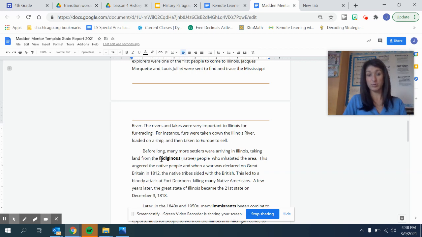You might notice that I bolded this word indigenous because that would be a word I'd want to use in my glossary and have pointed out because this is a new content word. If you notice, I put specific years in. So again, I'm going from 1812 to 1818. So I'm going in sequential order. I also want you to notice that I also used a few years later to transition my thoughts.